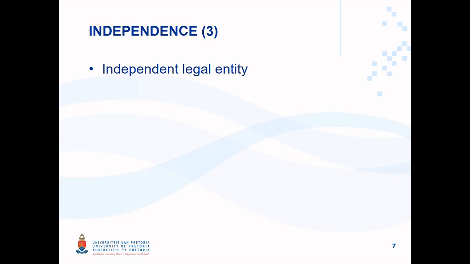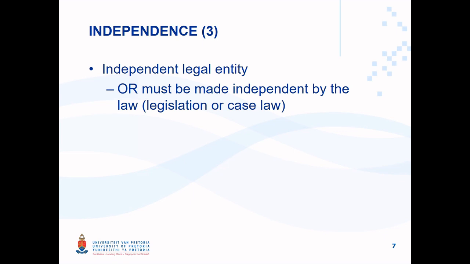So as indicated in the previous slide, for an object to have legal independence, the second leg of the test requires that it must have meaning in itself. However, there are other instances in which objects are regarded to have independent legal existence, in other words, are regarded as being independent legal entities, because the law made them legally independent entities. And this creation of legal independence by way of the law can take place through legislation or case law.